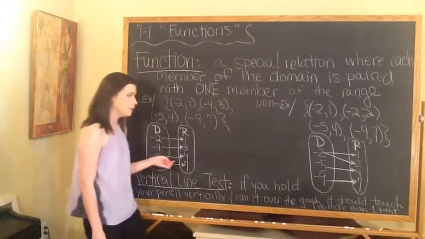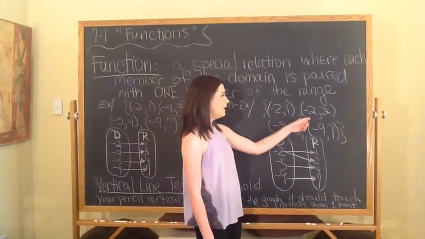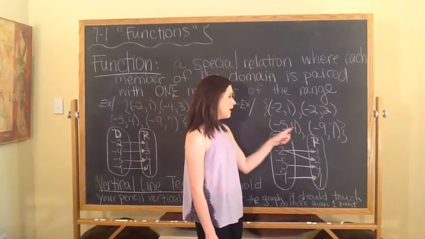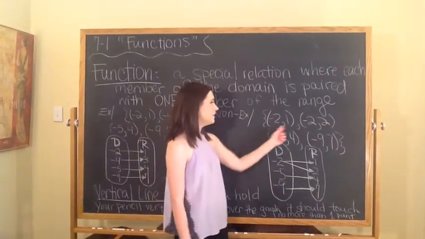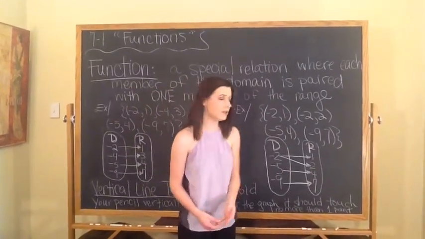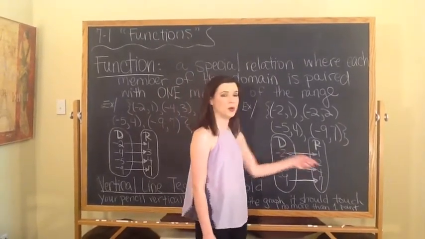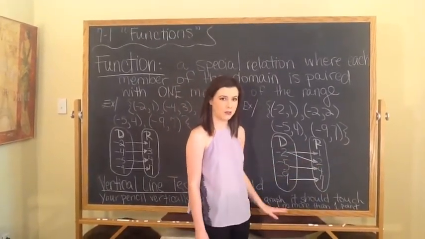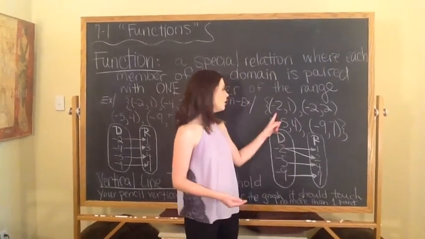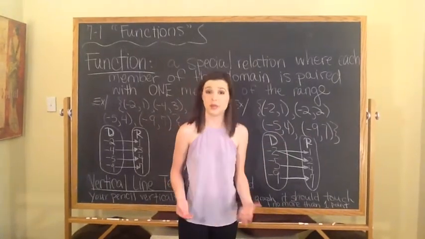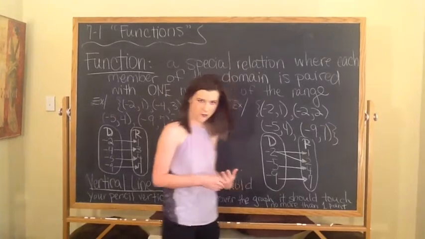Now a non-example, so this is not an example of a function, would be if you have -2, 1, -2, 2, -5, 4, and -9, 7. One thing you can notice right off the bat is that your -2 repeats. Since it repeats, we have this one domain go into more than one range. So that means it is not a function. If you're looking through all of these ordered pairs, all your x values should not be repeating. In this case, we have -2 repeating twice, so that means it's not a function.